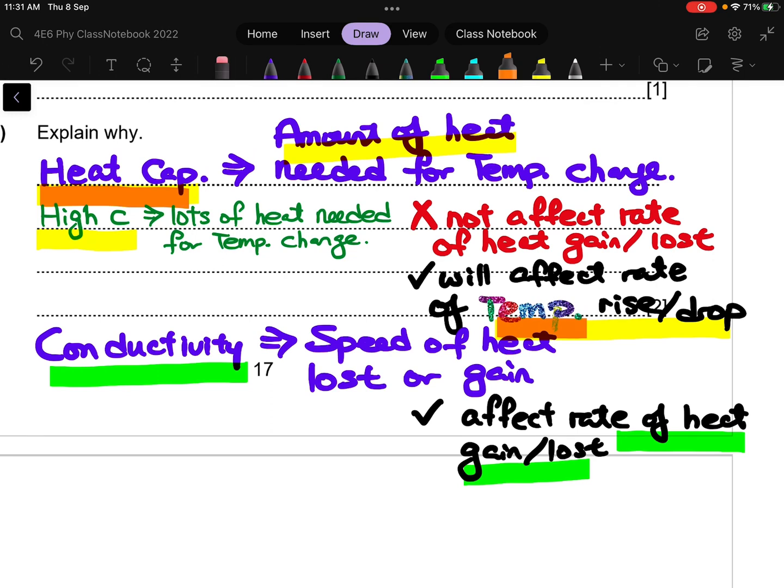Again, if you have any doubts, please approach me so that I can highlight to you what went wrong in your answer. That's the most important thing. And that's all. Okay. I hope you find this video useful, and just remember, heat capacity is always about temperature and heat. Conductivity is about heat and time.